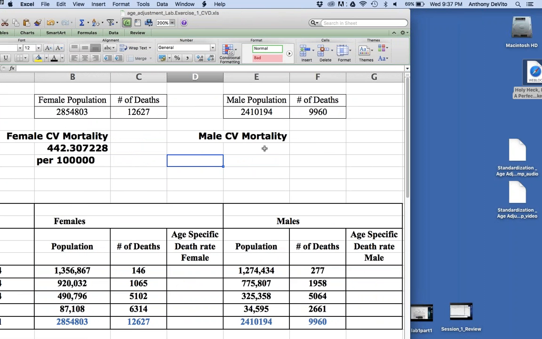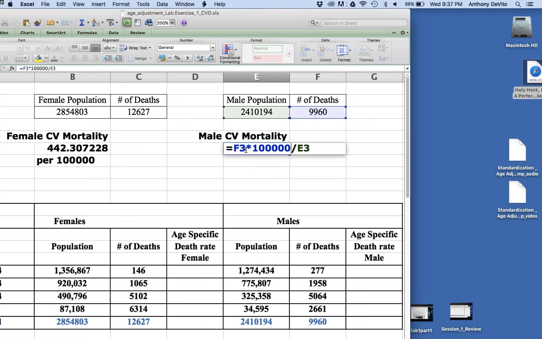I'm going to do the same thing for the male cardiovascular disease rate. There were 9,960 deaths, fewer deaths, although we're going to find that it's a smaller population also. And I'm going to multiply that by 100,000. So I'm going to jump past that step. The rate among males for cardiovascular disease is 413.